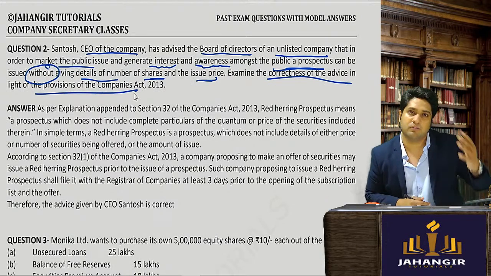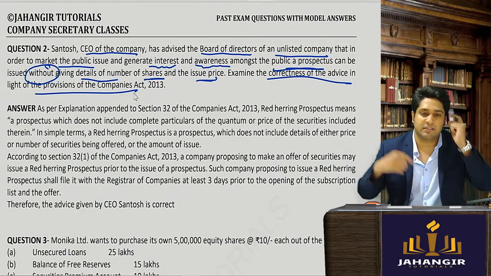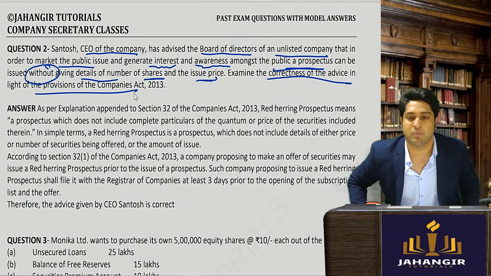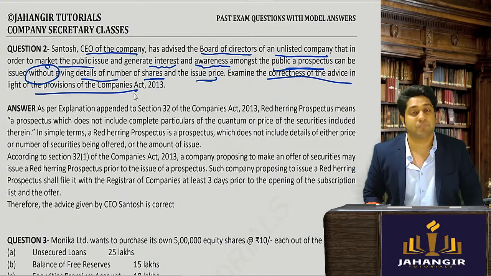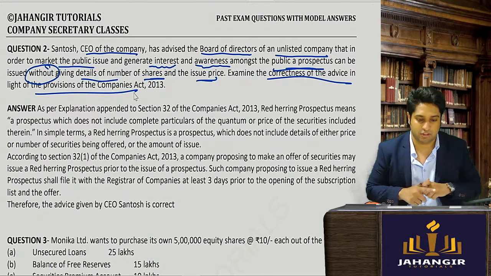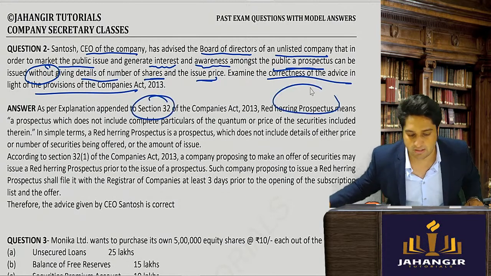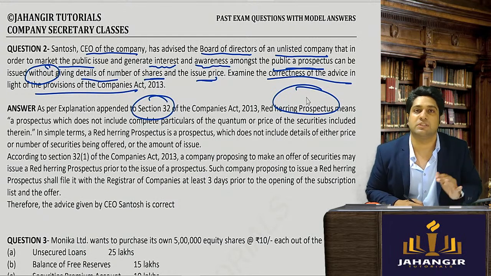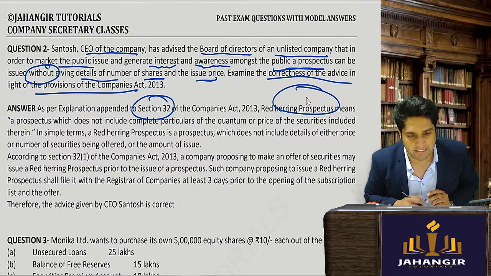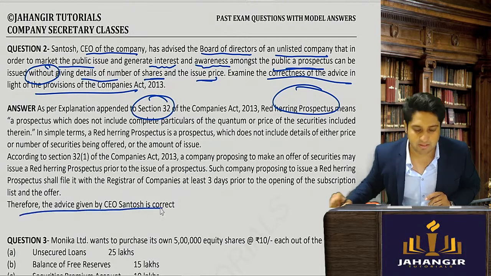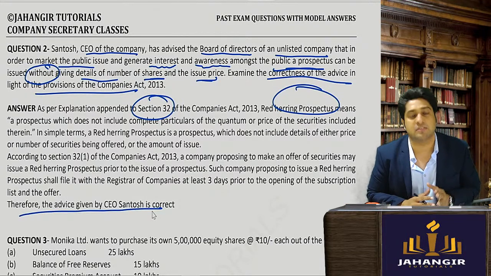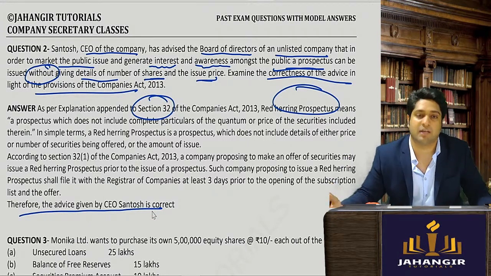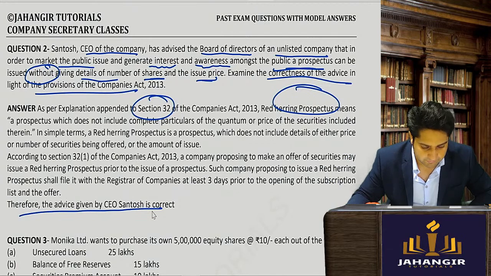So we will start with the facts of the case: the CEO of the company, Mr. Santosh, has advised the company to come out with this. Then you will state the provision under law. Then you will say Section 32 talks about the red herring prospectus. It's a prospectus which does not contain all the details. And then you will say in conclusion that yes, Mr. Santosh is right. His advice is right, that the red herring prospectus contains only the basic details. It will help the shareholders know about the company and then bid properly. Clear till here?